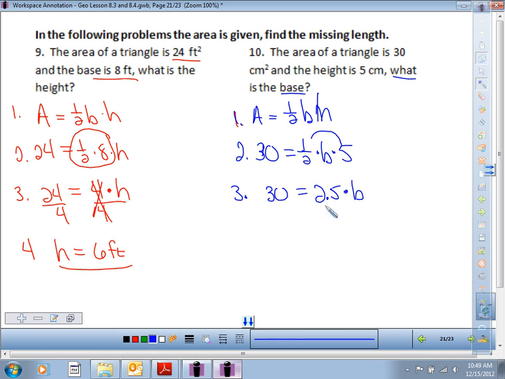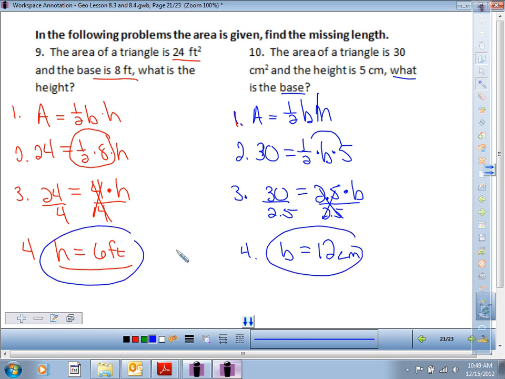So we've got to get rid of this times 2.5. So we're just going to divide both sides by 2.5. So what we have then for b, we take 30 divided by 2.5, and you get 12. Now remember, the last part, step 4, is you have to finish this with a label. So this is the work I want, and that's your answer right there.